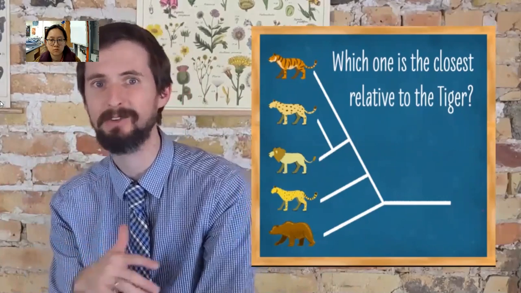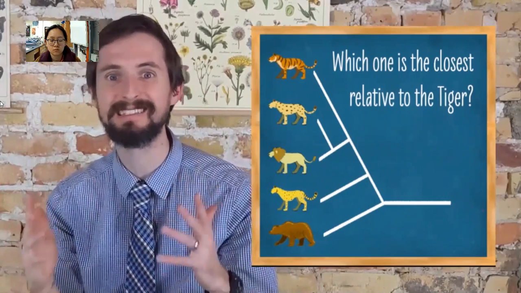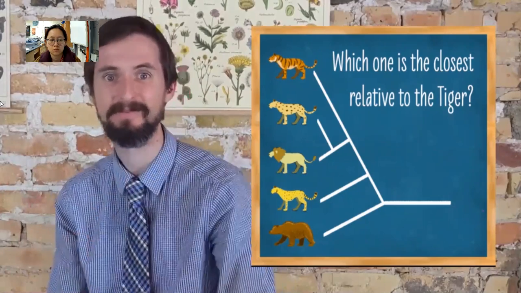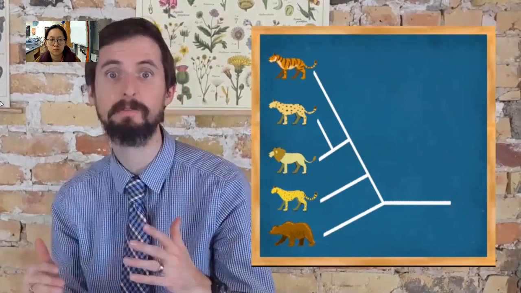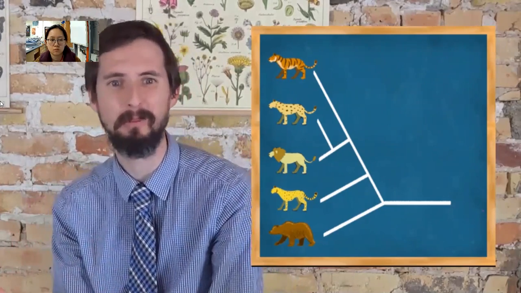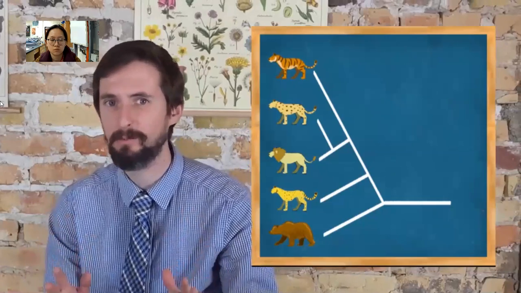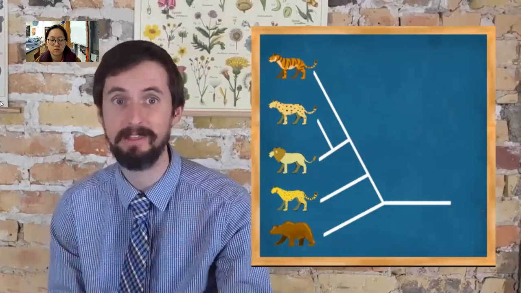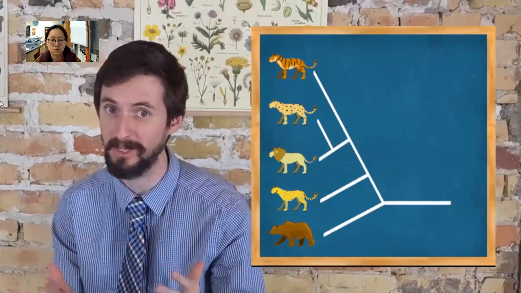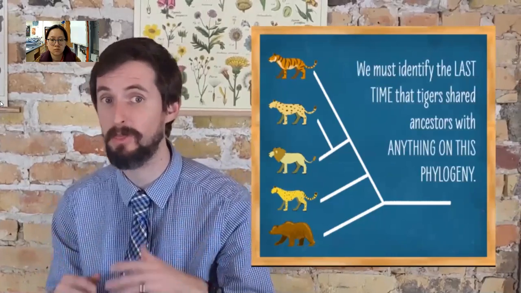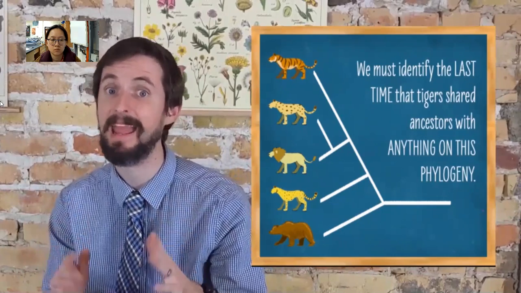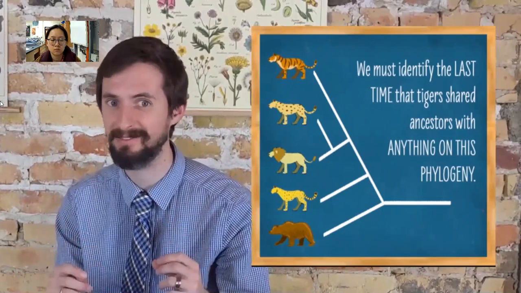So when I'm trying to answer the question, which is the closest living relative to the tiger, I need to remember the one right way. Even phylogenetics graduate students often make mistakes with this because the more you know about these diagrams, the more wrong ways you can come up with to interpret them. The only right way is to identify the last time that tigers share common ancestors with any other living group on this phylogeny. And everything else that shares those ancestors with the tiger are equally related to the tiger and the closest living relatives to the tiger.